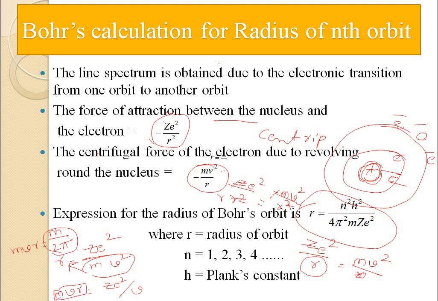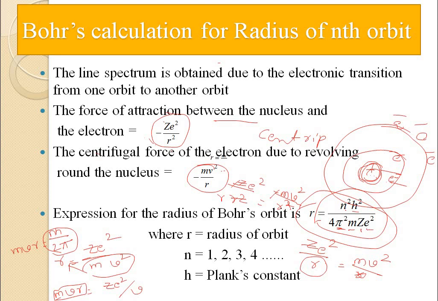If you observe this formula, Z is the atomic number, which depends on which atom we are considering. Then n is the first orbit, second orbit, third orbit, and so on. The rest of the terms are constants: h is Planck's constant, 4 is constant, pi is 22/7 or 3.14, m is the mass of the electron, which is constant, and e is the charge of the electron, which is constant.